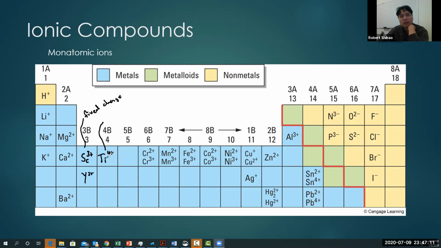Titanium, however, is variable charge because sometimes it's tough to lose 4. And so sometimes we only lose 1 and we end up with titanium plus. Or sometimes we lose 2 electrons, we'll end up with 2+. Or 3 electrons, we'll end up with 3+. Or 4 electrons, we'll end up with 4+. But not 5 electrons. Titanium does not want to lose 5 electrons. So we do not see a titanium 5+.